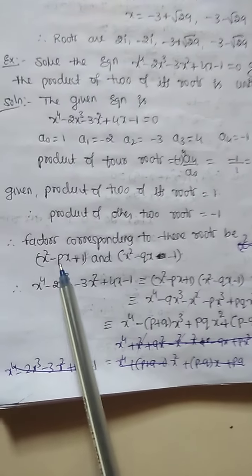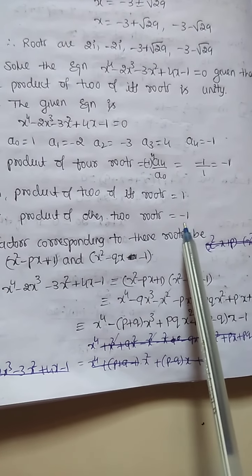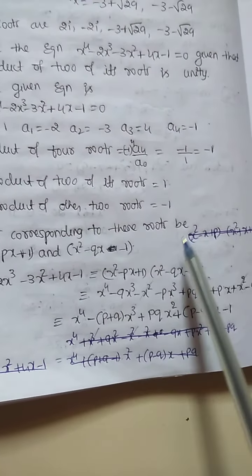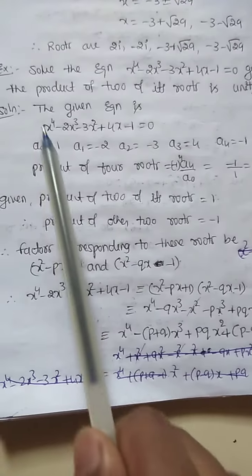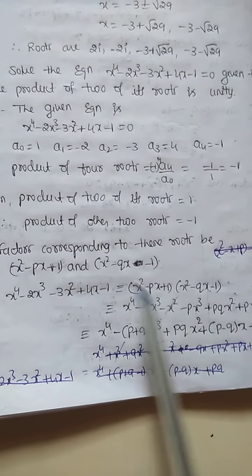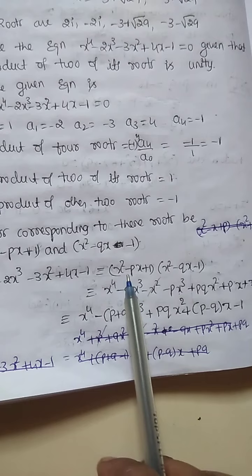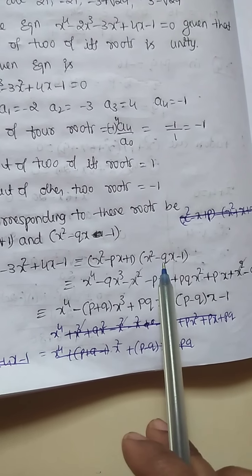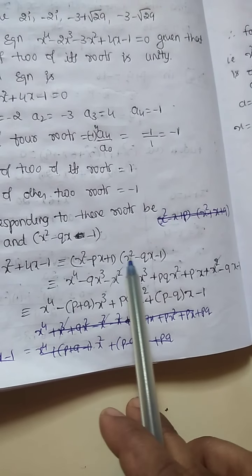Let the factors corresponding to these roots be x square minus px plus 1 and x square minus qx minus 1. Or we may take x square minus x plus p and x square plus x plus q. Now the LHS of this equation is x square minus px plus 1 into x square minus qx minus 1. x square into x square, x power 4, minus qx cube, minus x square, minus px into x square, minus px cube, plus pqx square, plus px. 1 into x square, 1 into minus qx, 1 into minus 1, minus 1.